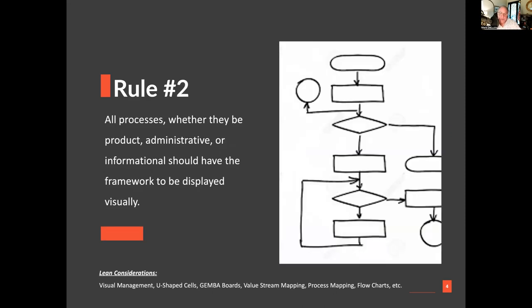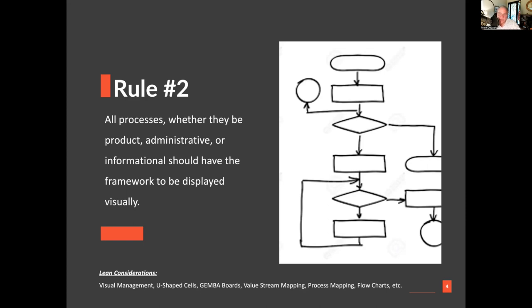Rule two. Whether the processes are a product process, an administrative, a workflow, information flow, we should display these processes visually as much as possible. Now, you can't do that for every process. I got all that. But the ones that really matter, we should display them visibly. And how do we do that? By the way, on the bottom of my presentation, I'm talking about different tools you might think about. Visual management, of course, is one. A U-shaped cell is a visual depiction of a process, believe it or not. Okay. And I can see a lot of things in a U-shaped cell.